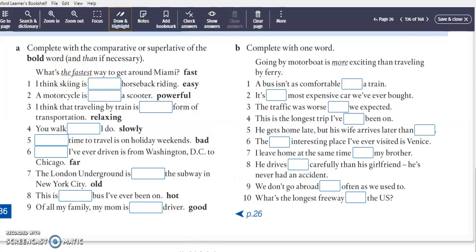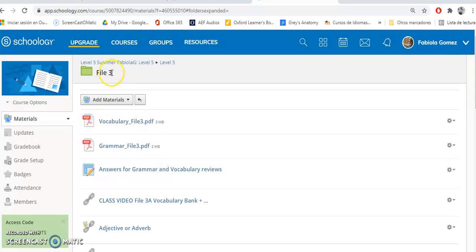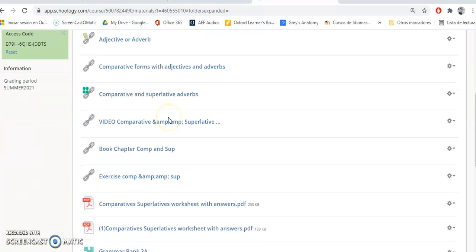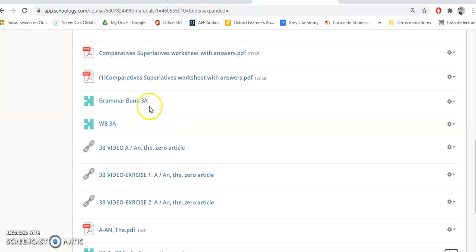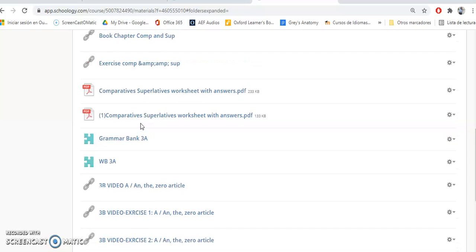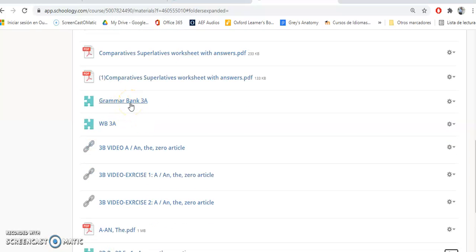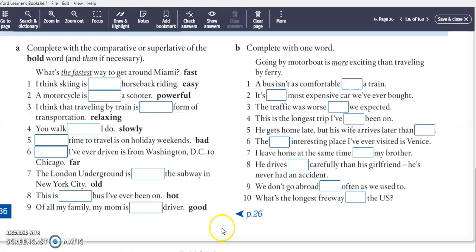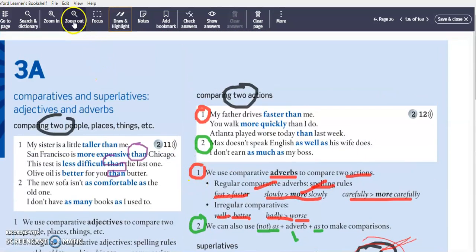When you finish this, you're going to go to Schoology File 3 and do the grammar bank of 3A. Okay, this is separated. It's now separated. And here you have your exercise to check. You have 2 opportunities and this is the class.